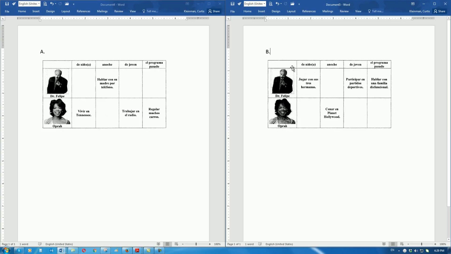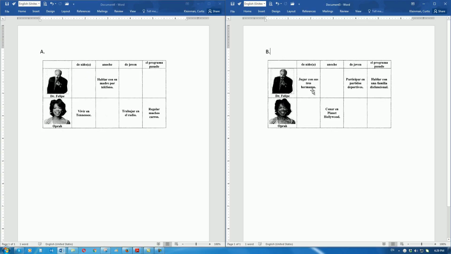So as you can see, student B learned about "De niño" for Dr. Phil. Dr. Phil talked about what he did as a child. So student B has that information: "Jugar con sus tres hermanas." Dr. Phil, as a child, played with his three sisters. But student A missed that part of the program, so student A has to interact with student B in order to fill in this blank on his chart and find out what Dr. Phil talked about when he was a niño, a child.